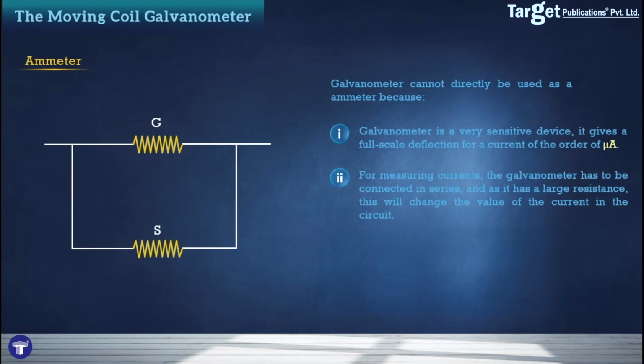So in general, if you are placing a resistance in parallel to an instrument such that most of the current passes through this resistance, then such a resistance is known as a shunt. This shunt resistance of course will be very small, so that most of the current will pass through S and the galvanometer will be safe, plus the galvanometer will not affect the current that you are trying to measure.